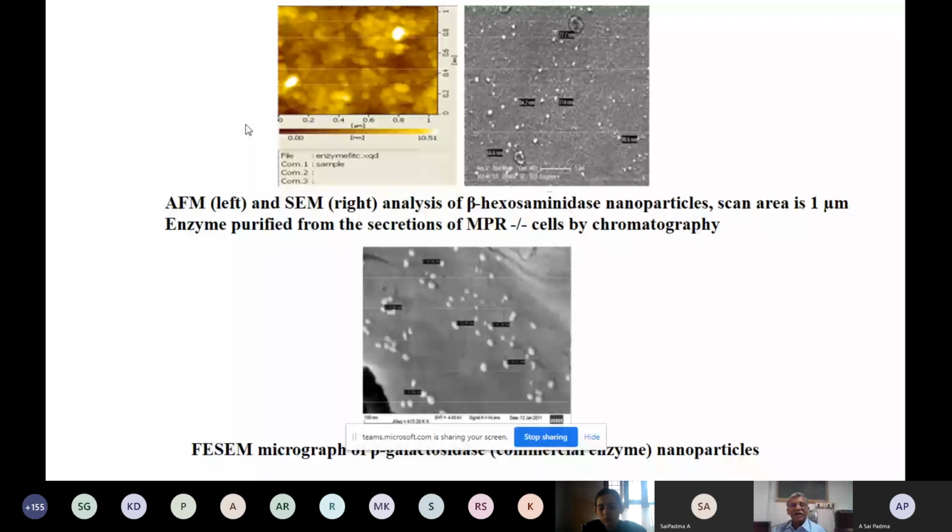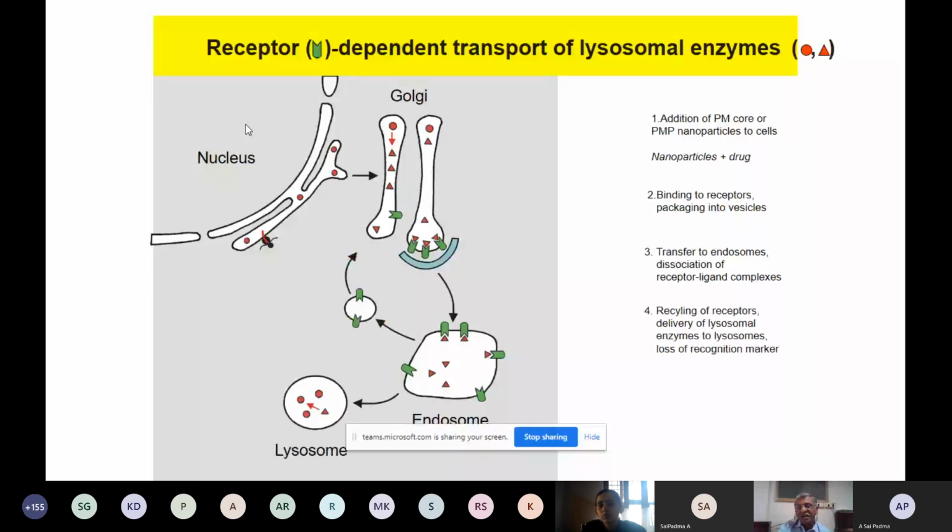Beta-hexosaminidase is a lysosomal enzyme, and this is a beta-galactosidase which is commercially procured. We made different types of lysosomal enzyme nanoparticles and checked whether these nanoparticles can bind the cell surface mannose-phosphate receptor. The next slide shows that indeed, yes, they can bind. And this receptor on the cell surface, the MPR 300, after binding, can internalize the enzymes into the cells.